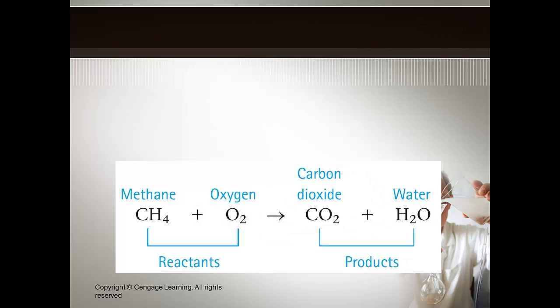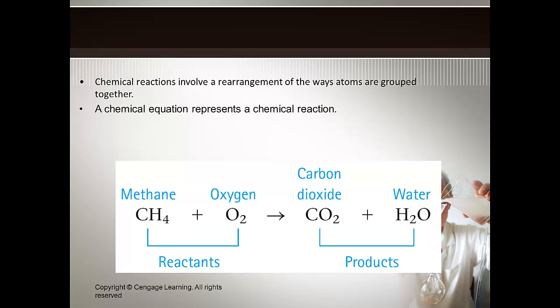All right, here's a chemical equation where we've got methane and oxygen being our reactants, and carbon dioxide and water our products. So methane and oxygen are added together to give us carbon dioxide and water. You can see we've got 2 reactants and 2 products. Chemical reactions involve a rearrangement of the ways atoms are grouped together. Bonds might be broken and bonds might be formed. These are covalent bonds that are being broken and formed in this case. So a chemical equation represents a chemical reaction.